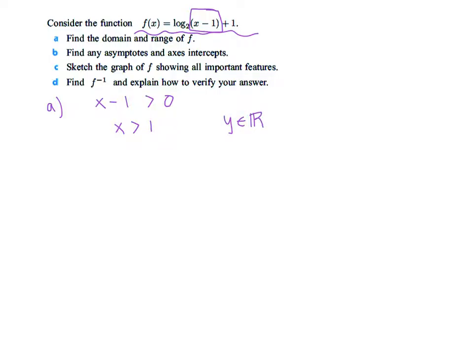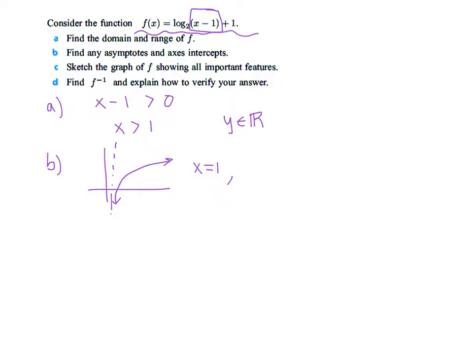So that's A. For B, find any asymptotes and axis intercepts. Well, we need to look at the behavior of the function. As x goes to 1, what happens? Since it's a log function, we already know it's going to look like this, because the base is greater than 1, right? 2 is greater than 1. So in that case, since x has to be greater than 1, there has to be an asymptote when x is equal to 1. So x is equal to 1 is one of the asymptotes. Can we have a y asymptote? No, because y is all real numbers. It needs to be defined everywhere.